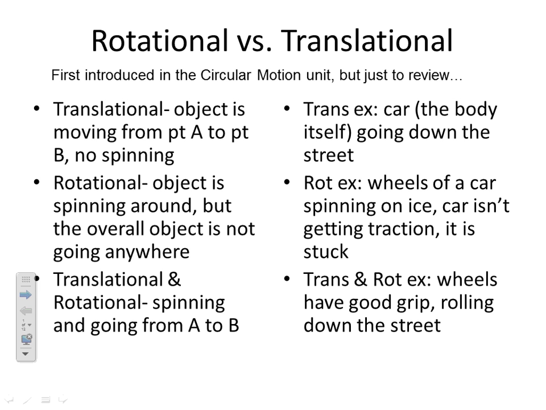We had translational motion. That's when an object was moving from point A to point B. We had rotational motion, when the object is spinning in place. So it's spinning round and round and round, but the object isn't really going anywhere, as in no motion from A to B. And then we can combine them together, translational and rotational, okay? And we have examples for each one.